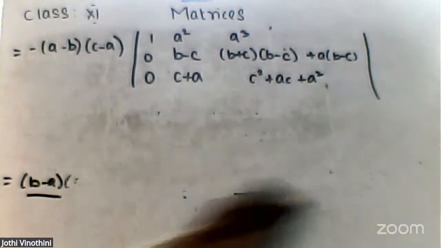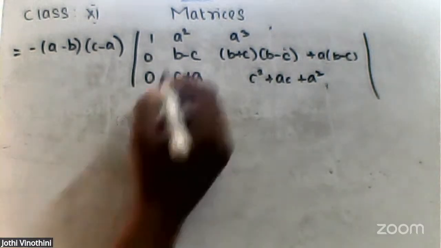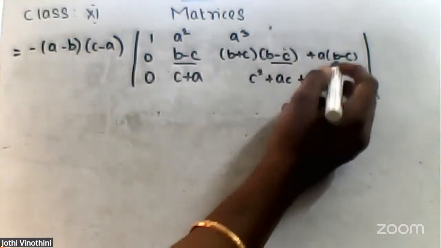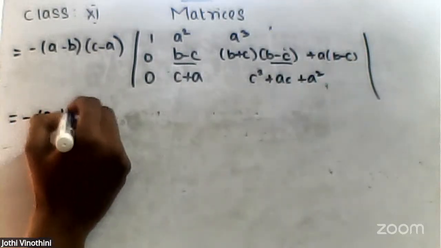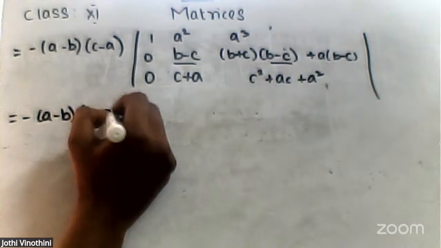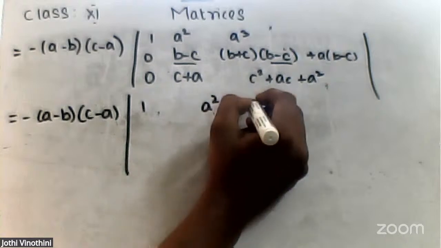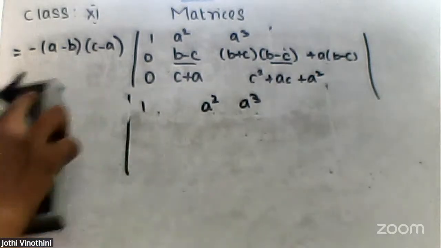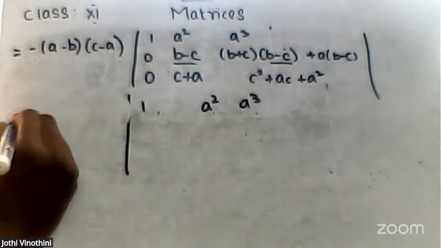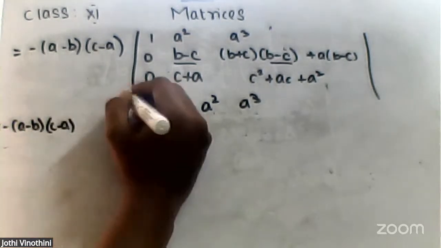Okay. So now I am going to take one term in common. Which term? Of course we are going to take B minus C as common. So it will become minus A minus B, C minus A. So it remains 1, A squared and A cube. I can write like this: minus A minus B and C minus A.